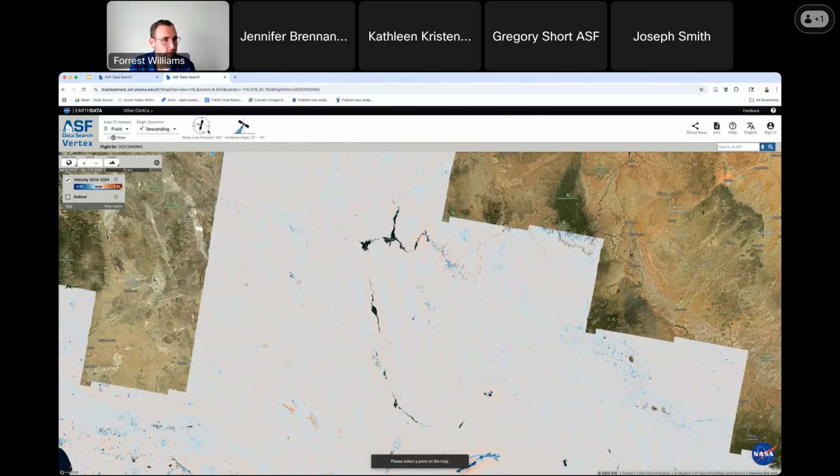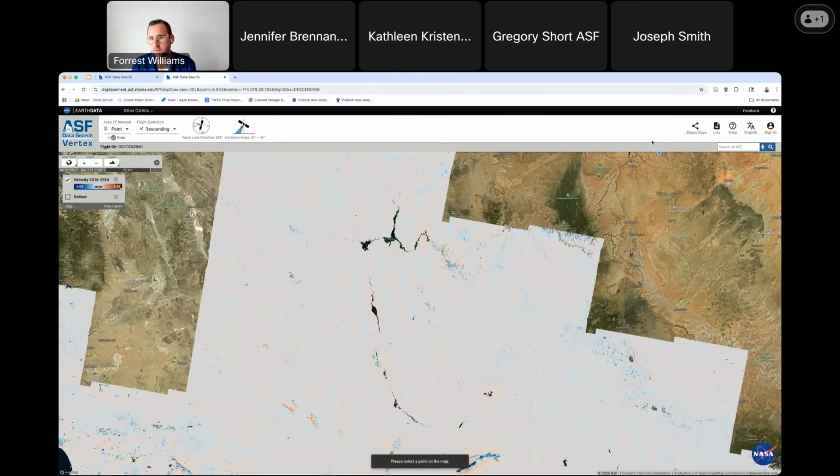In addition, next to the flight direction controls, we also have little graphics that describe a little bit about what the geometry of the satellite line of sight is in that given flight direction. So here we're seeing that the radar look direction is roughly 283 degrees, and that our incidence angle, depending on where you are in the swaths of the image, is between 29 and 46 degrees.